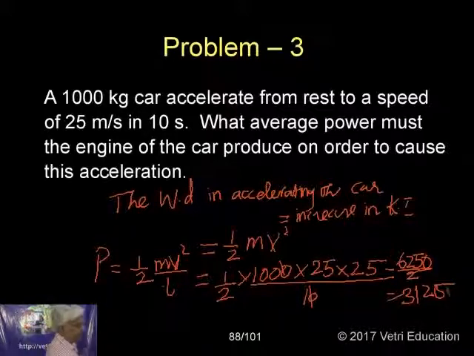3125 watt power. This is 1000. That is called 3125 watts power, or 3.1 kilowatt, whatever may be. 3.125 kilowatt power is used. Very clear now?